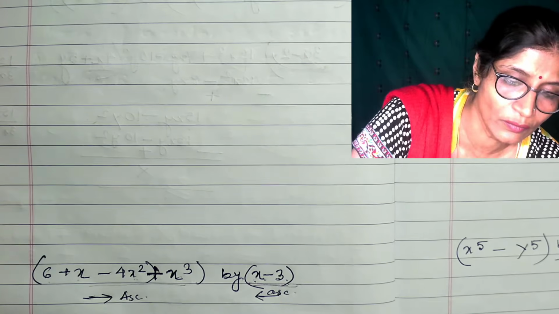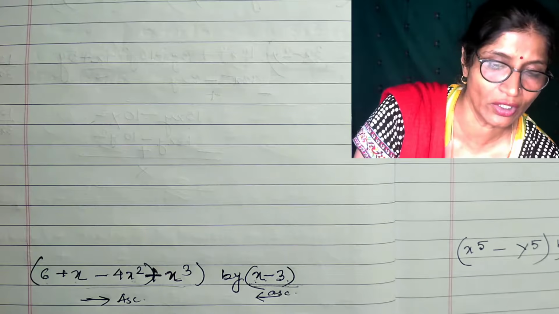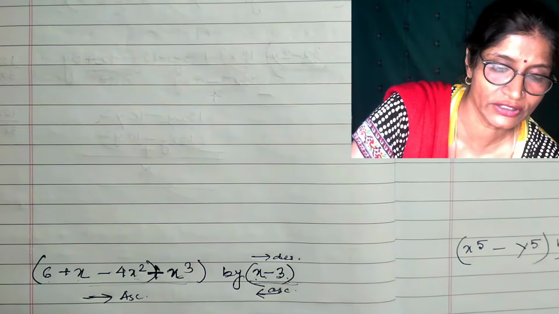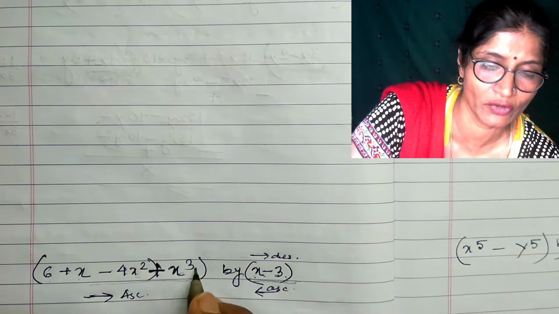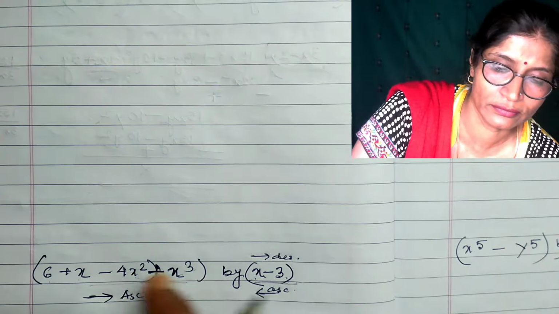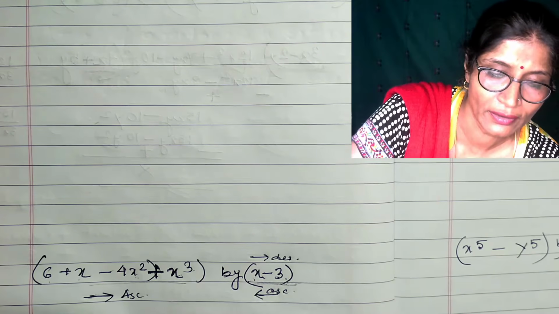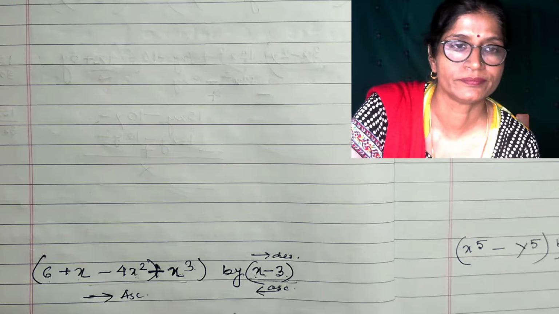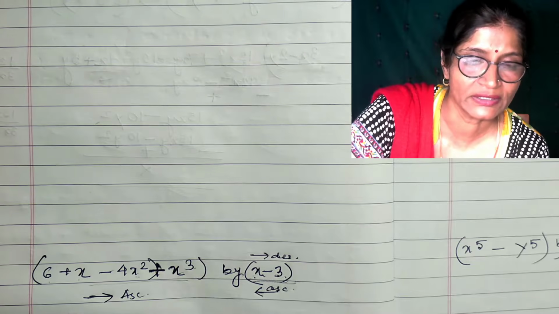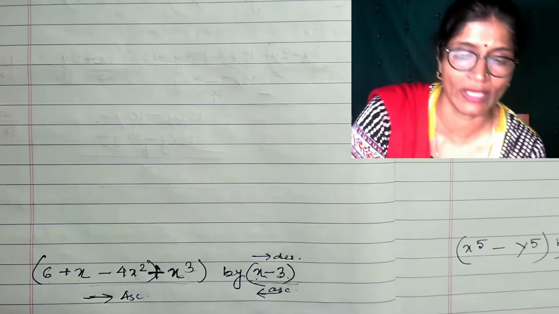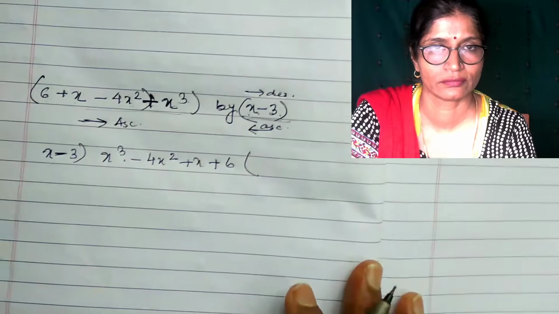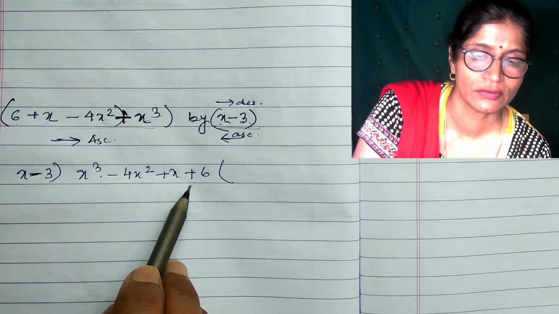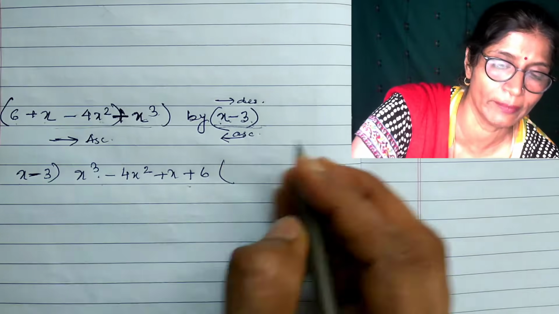So I will take this x minus 3. This is in what order? Descending order. So this also I have to take in descending order, which means I will take x cube minus 4x square plus x plus 6. Now I will start the division. After this, both will be in descending order. Now I will start. So x cube divided by x.